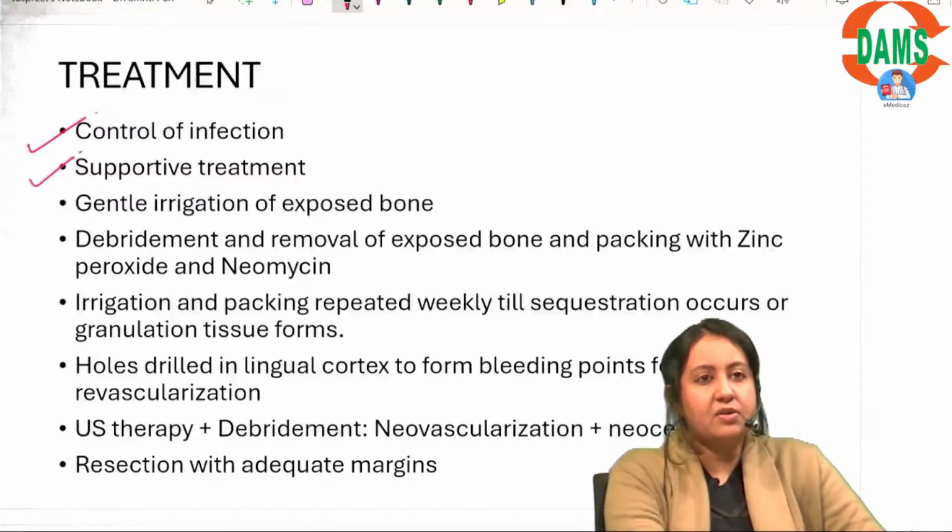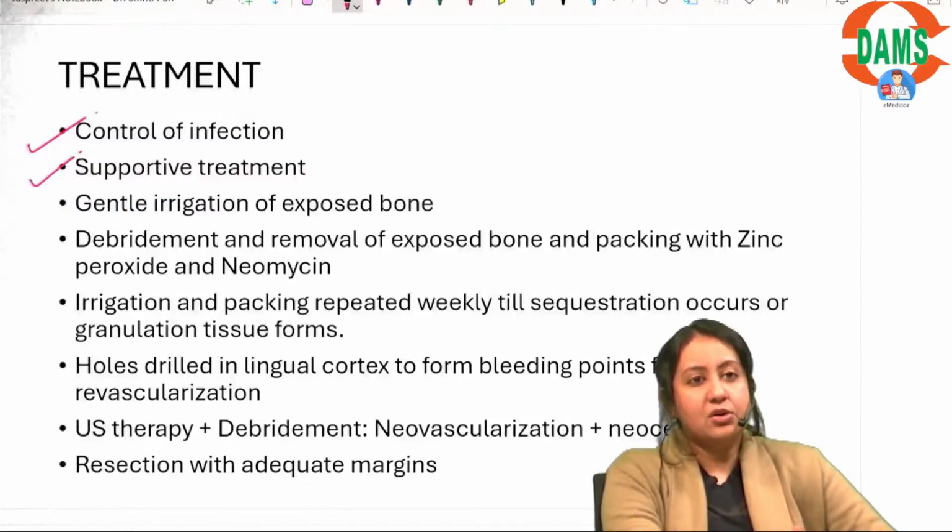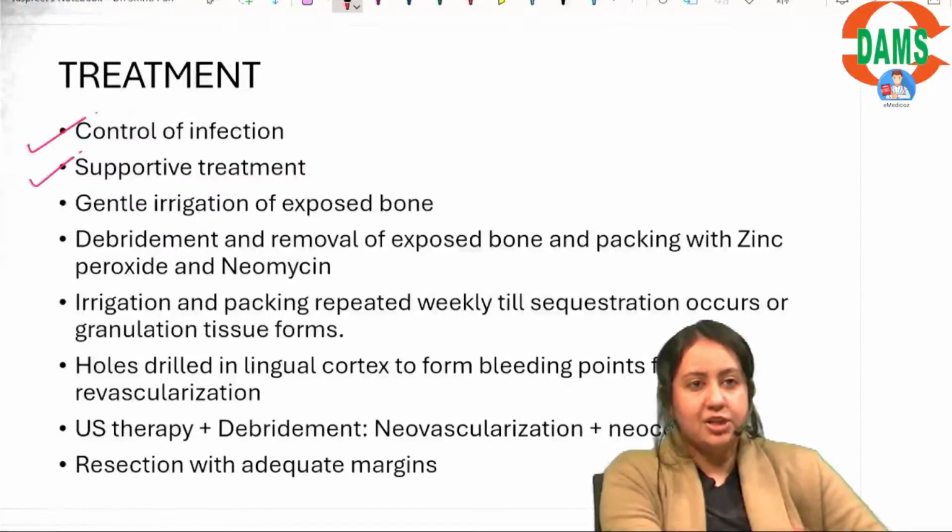So supportive and symptomatic treatment. In supportive treatment you basically have your symptomatic treatment for pain relief and supportive treatment. You aim at improving the overall condition of the patient by enhancing patient's oral intake, by putting the patient on liquid diet, and by putting the patient on supplements.